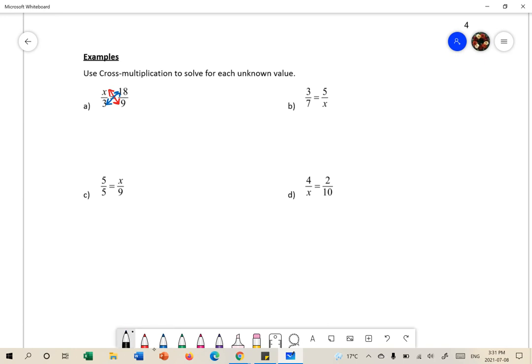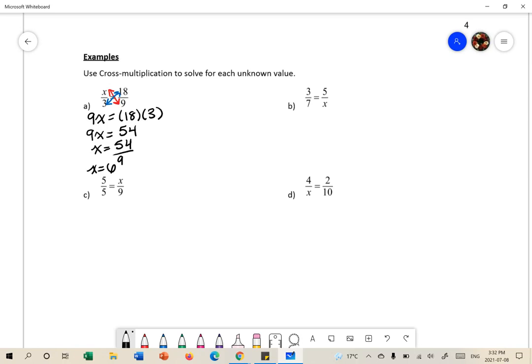So x times 9 is 9x, and 18 times 3 we will write as multiplication on the right side. The whole point of cross multiplying is to get rid of fractions, and it's easier to find x when we're not dealing with fractions. 9x is equal to 18 times 3, which is equal to 54. x is equal to 54 divided by 9. x is equal to 6.